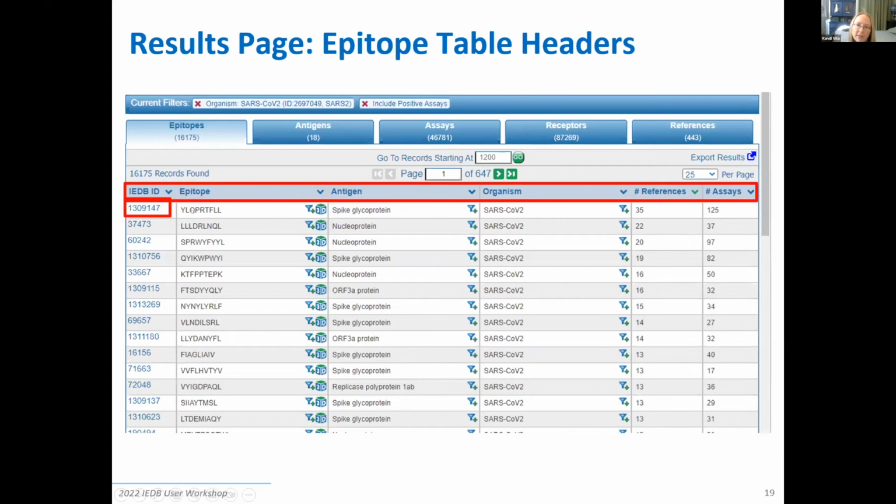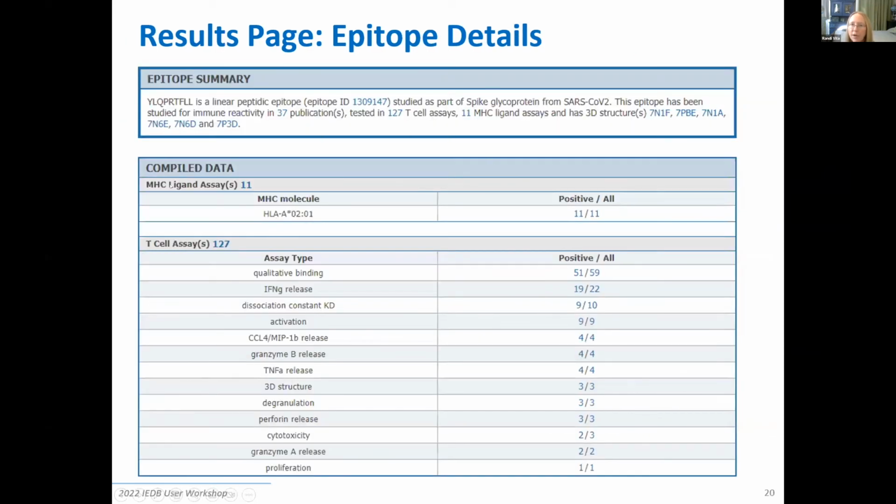So this is the ID for this epitope. If you click on it, you'll go to the details page for the epitope, and it gives you a summary about all of the data we have for that epitope. These will change over time because some epitopes continually get studied again and again. This glycoprotein epitope happens to be studied an awful lot, from 37 publications. It's very positive, every time it was tested in a T-cell assay, and here are all of its T-cell assays, and it's a generally quite positive epitope.